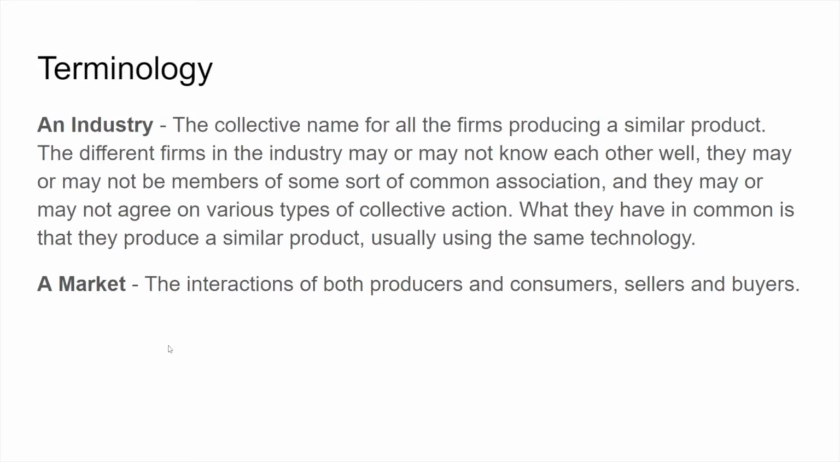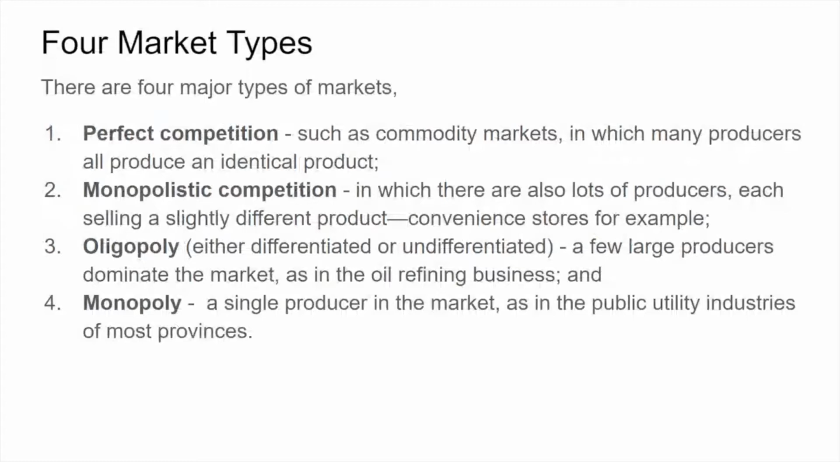The market is really the interactions of both producers and customers, sellers and buyers, okay? So it's really that buyer goes to that seller and says, hey, you want to do a deal? And is there an interaction? If there is, great. If there's not, there's not. So really we're looking at the market and the industry, two new terms that are brought into this particular chapter.